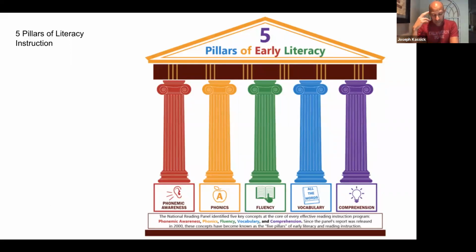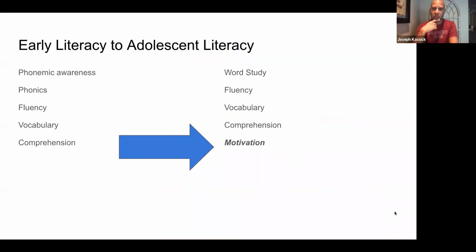The slide you see right now is the National Reading Panel in 2000, which identified 5 key concepts at the core of every effective reading instruction program: phonemic awareness, phonics, fluency, vocabulary, and comprehension. These have been identified as the 5 pillars of early literacy and reading instruction. You can go to the next slide, Craig.